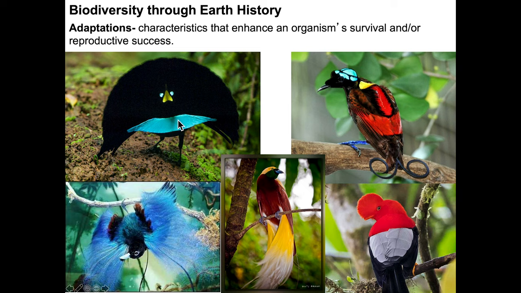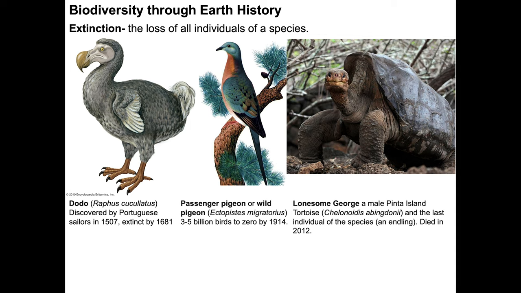Now, like sickle cell anemia, they might push it too far in some cases, and it becomes a negative, even though the females might be impressed. The males are consumed at a higher rate. The shinier, brighter males would be consumed at a higher rate. And that's an evolutionary disadvantage. This brings us to extinction, the loss of all individuals of a species.